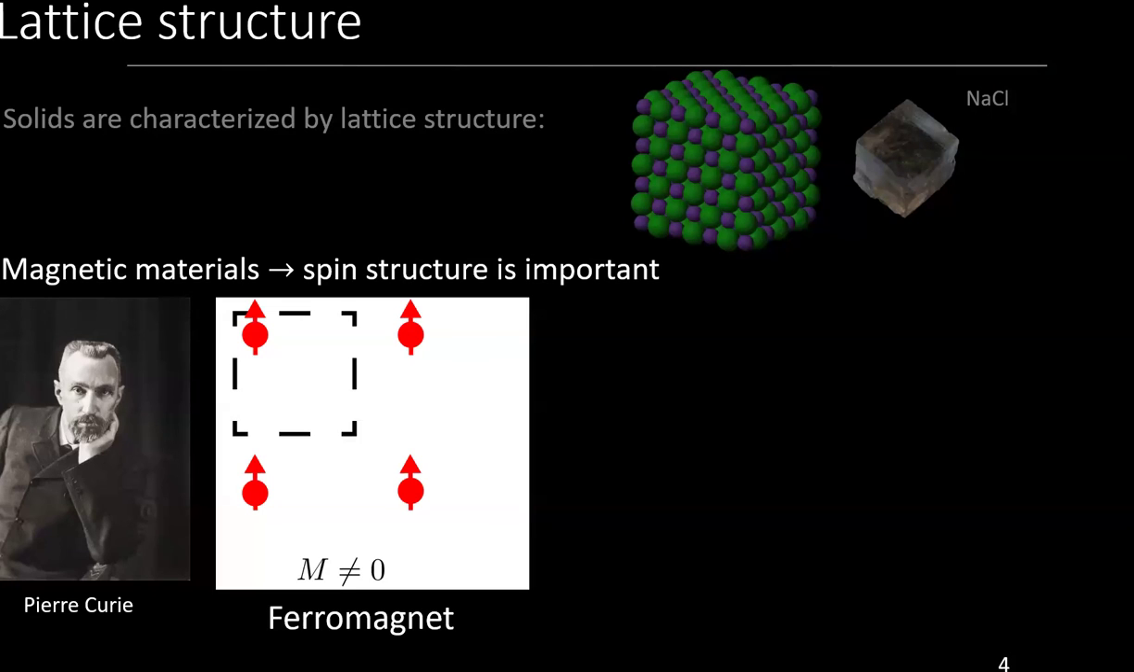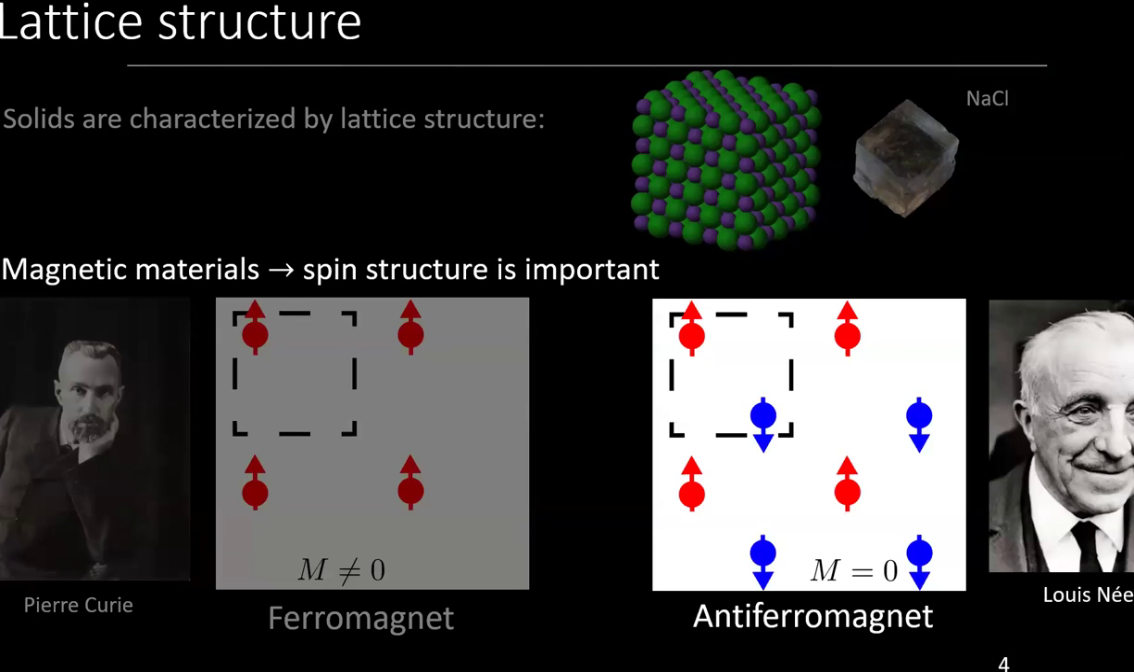Its cousin, the antiferromagnet, was described later by Louis Néel. In this case, we need to add another sublattice. We need to have two types of atoms with spin, let's say, up and spin down. This gives two sublattices, and they compensate each other. On average, there is no net magnetization here. And such a material shows different properties compared to a ferromagnet.